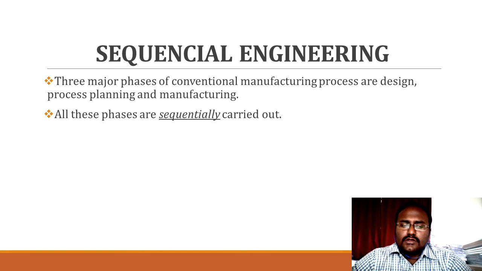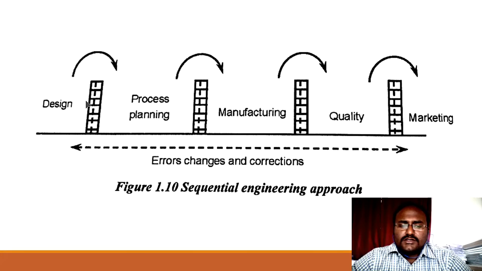For manufacturing we are following two types of process. One is sequential engineering and the second one is concurrent engineering. Sequential engineering is one of the major phases of the conventional manufacturing process. It is a step-by-step process, one by one. Once design is over, then you go for process, then manufacturing, then quality, then marketing. That is the step-by-step process.